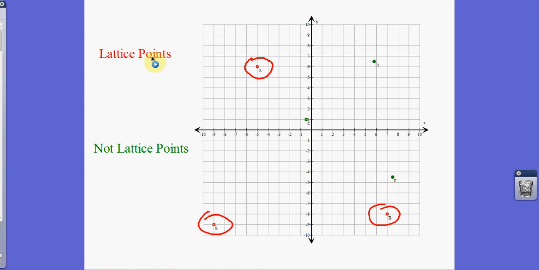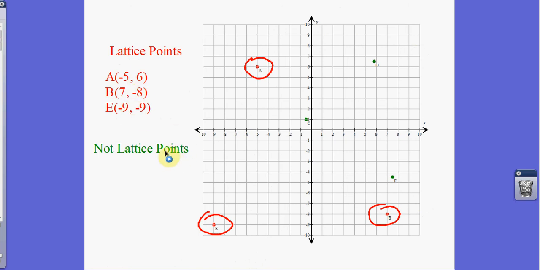So if you want to look at them as ordered pairs, my ordered pairs for those 3 points that I have circled, all of the numbers are integers: -5, 6. Those are both integers. There's no decimal. 7, -8. -9, -9. Lattice points never have decimals or fractions. They always have integers in their ordered pairs.